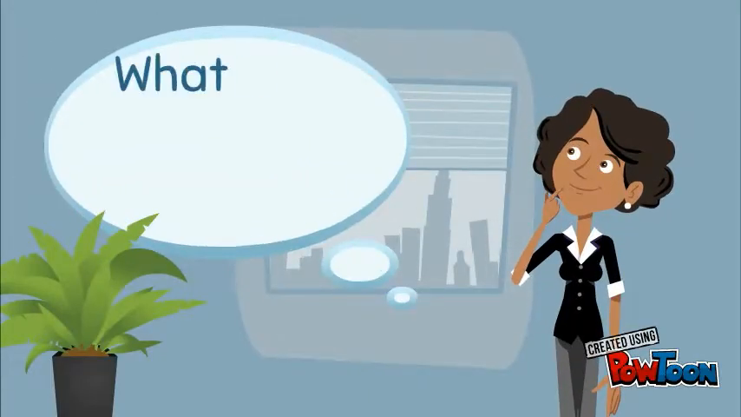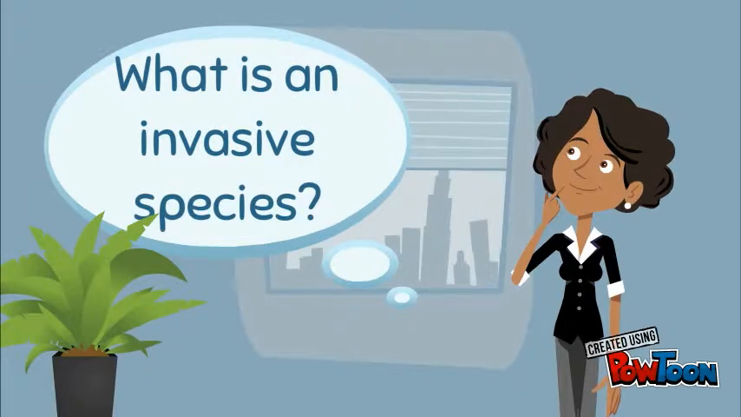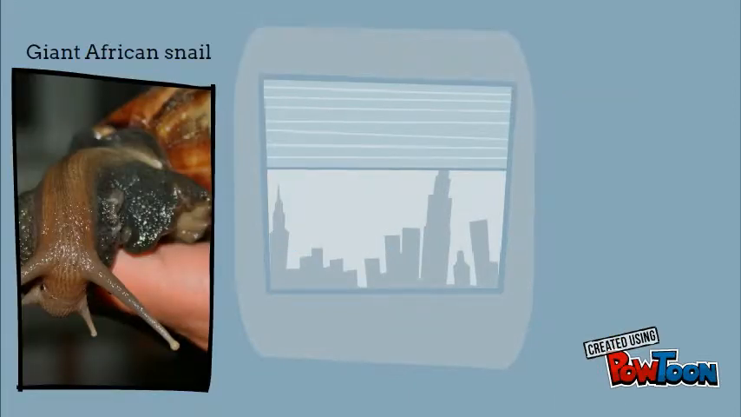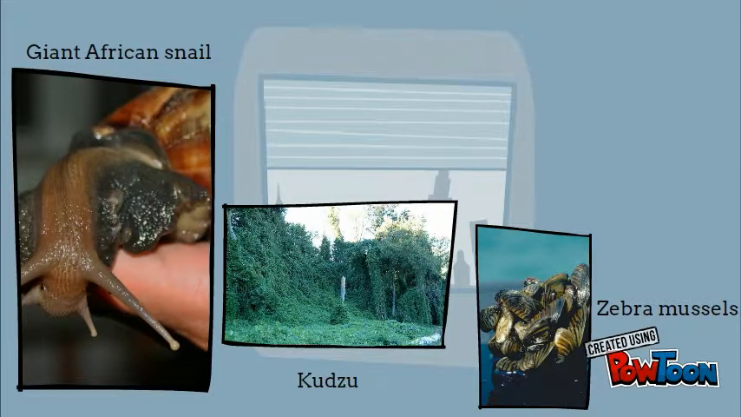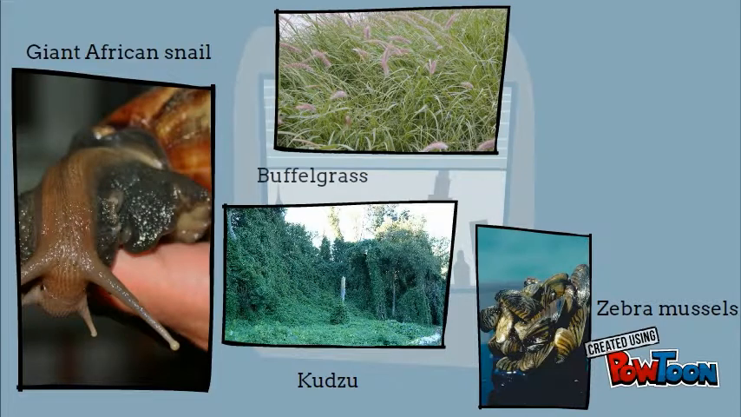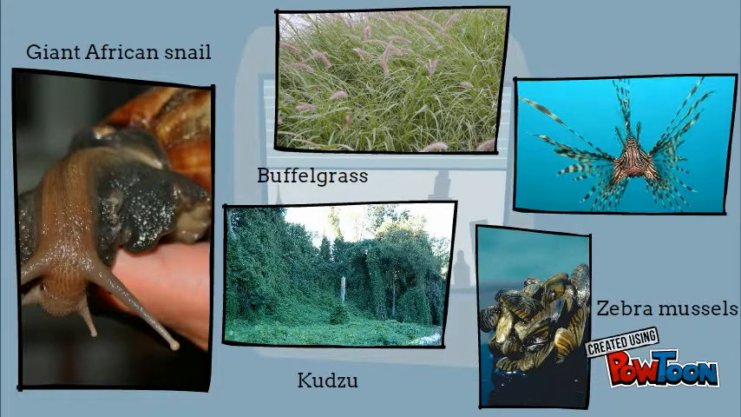But first, what exactly is an invasive species? An invasive species is a plant or animal that was introduced to a new area either by accident or on purpose. Some species, like the giant African land snail, were introduced as an educational tool. Others, such as kudzu, were brought here to make houses and neighborhoods look pretty. And still others, like the lionfish, were brought here for the pet trade.